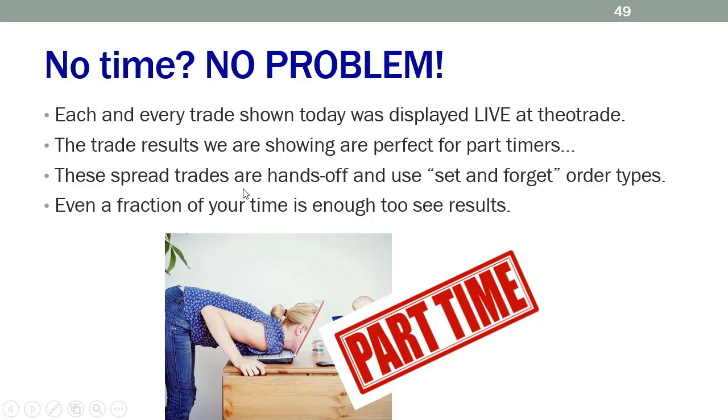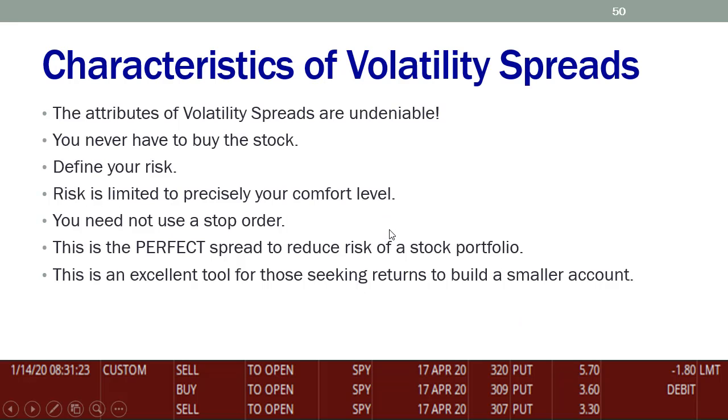These spread trades are hands off. You can even use good till cancel. That's what they call a set and forget order type. Even a fraction of your time is enough to see results, right? I think you guys get that. Listen, these are all the characteristics of what we term volatility spreads. Volatility spreads include VIX vol spreads, in-out spreads, and risk twist spreads. And the attributes of these volatility spreads are undeniable.